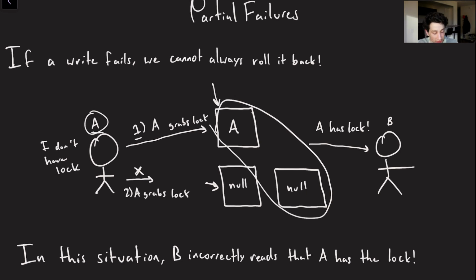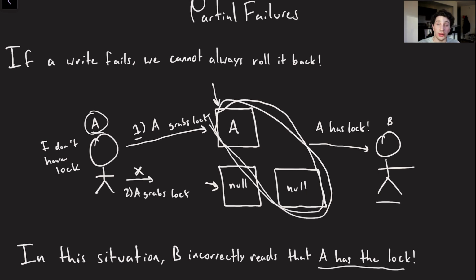Now B comes along and it's going to do the following. It's going to say, I want to grab the lock also. Does anyone actually have the lock? Let me go ahead and check. Well, the first thing that it's going to do is go over to these 2 nodes over here because it got unlucky, and these are the 2 that it happens to be reading from, and it's going to see that one of them is telling it that A has the lock, and now all of a sudden it thinks that the lock is taken when it isn't actually in reality. So that is going to be a problem. So in this situation, B is going to incorrectly read that A has the lock.